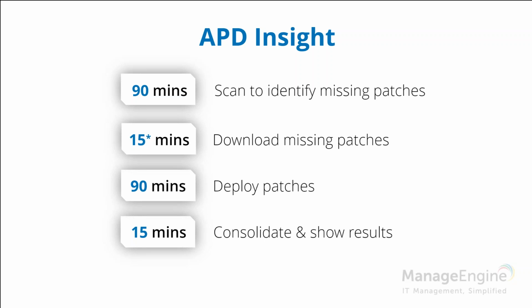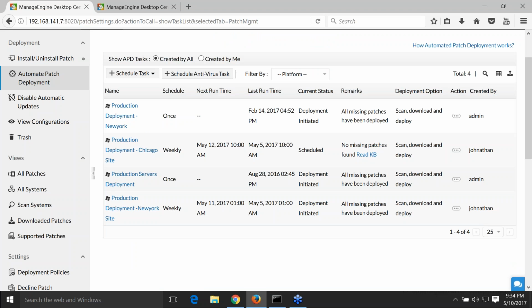Once the patches are downloaded to the central server, it's going to deploy to the target machines. That will be within 90 minutes, as all the agents will communicate within 90 minutes. And once the deployment and installation are completed, it takes around 15 minutes to consolidate and show the results back in the server UI. So altogether it takes around 4 hours for the entire automate patch deployment task to complete and be processed.